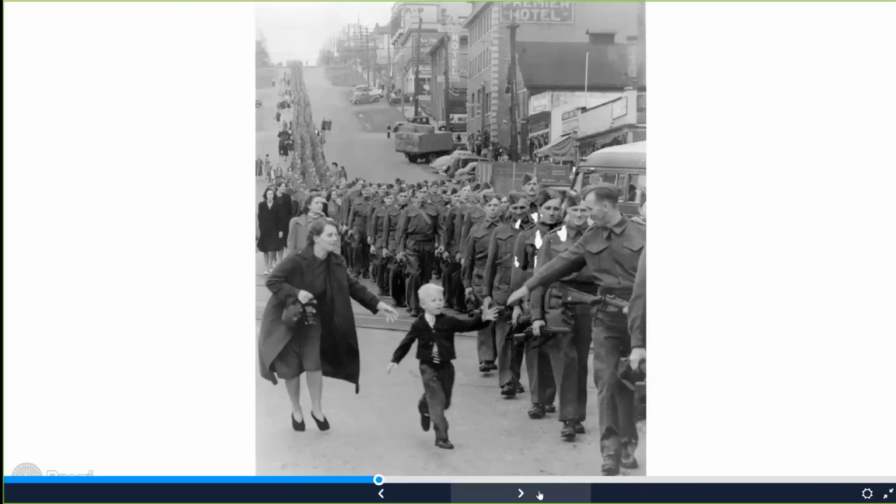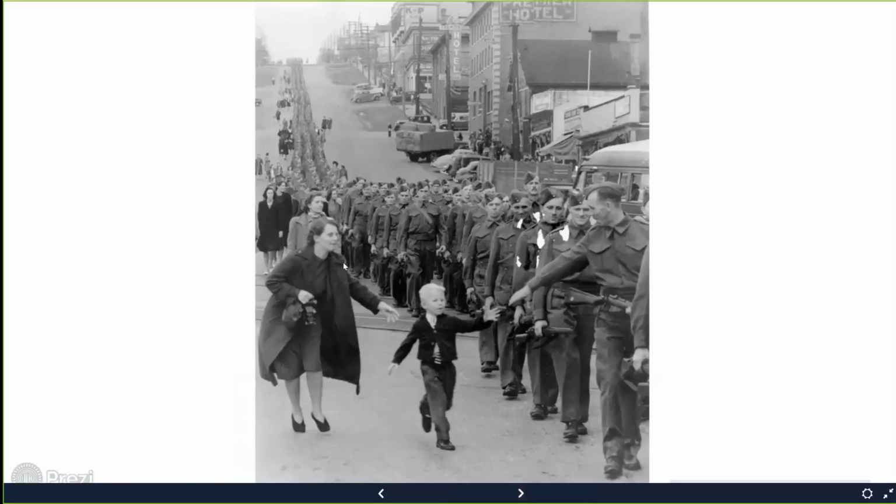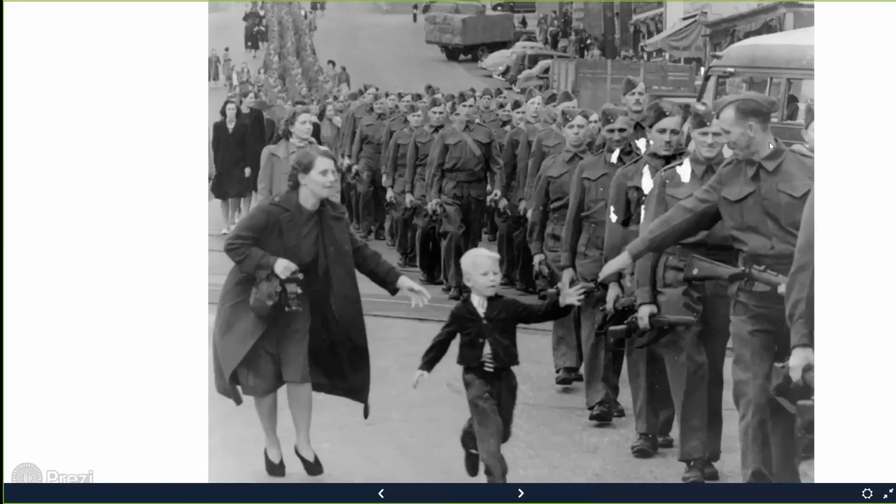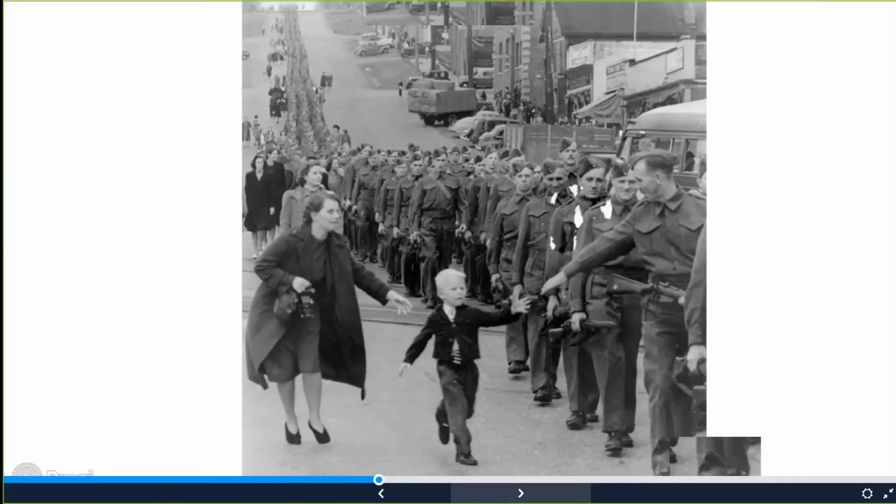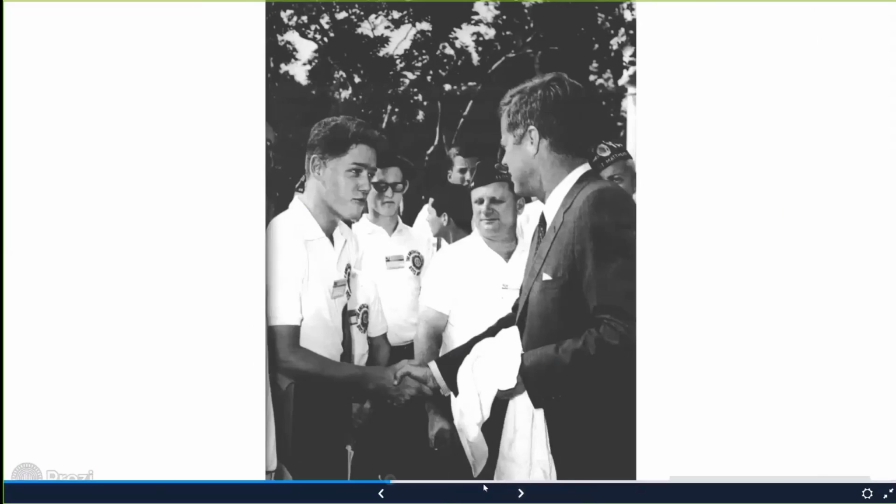This is from Canada during World War II, a young boy running to his father before he left to give him one last hug. The man did survive the war. The marriage did not. There was a divorce. It's sad. This, of course, is Bill Clinton shaking the hand of JFK.